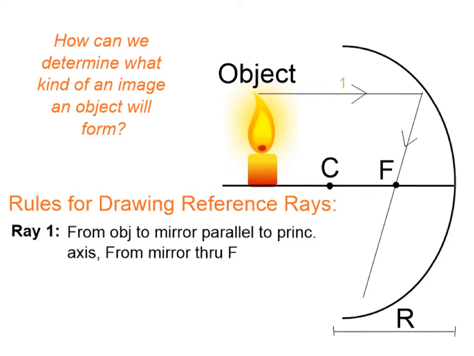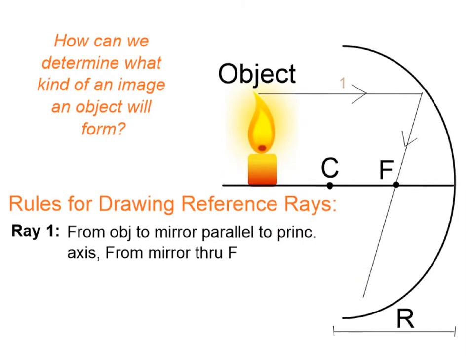Here's our object, and we're going to pick a spot on this object. I'm just going to pick the very tip of that flame. We draw a line with our ruler, very parallel, from that object to the mirror that runs parallel to the principal axis. Right here is the principal axis. Then that ray is reflected from the mirror through the focal point.